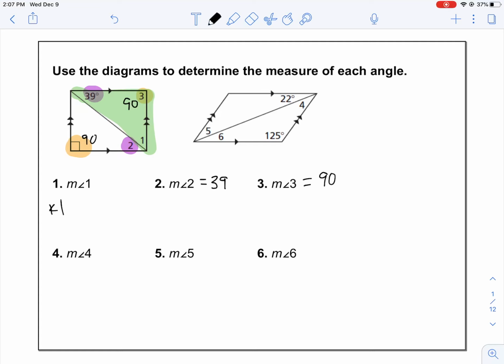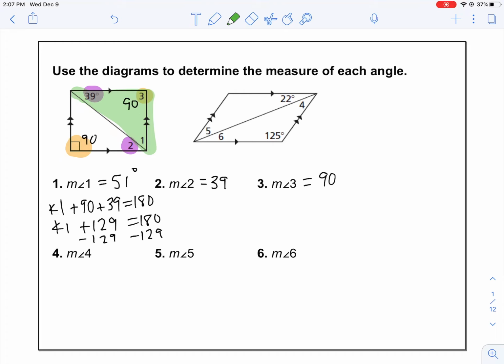So we get that angle 1 plus 90 plus 39 should equal 180. So angle 1 plus 129 should equal 180. I'll just subtract 129. We get that angle 1 is 51. Easy enough. All right, angle 4.